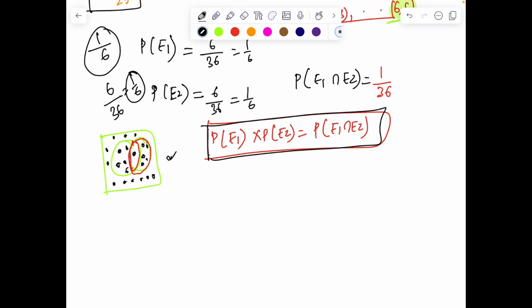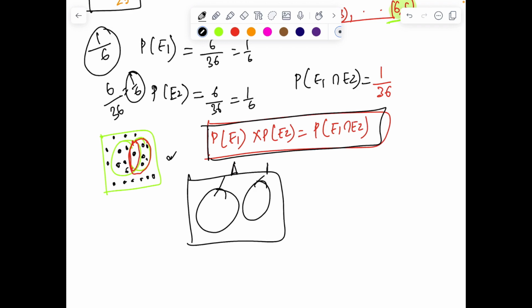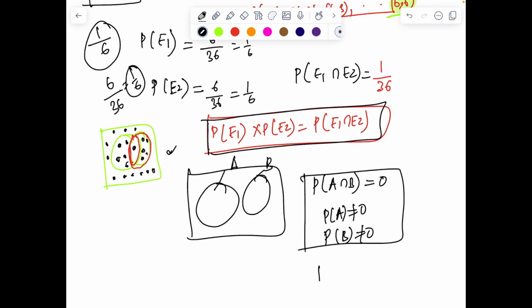Clear? Now, another misconception: saying two events are independent is completely different from saying they are disjoint. In fact, two disjoint events are never independent. Let's say you have two events, A and B, and they are disjoint, meaning there is nothing common between them. So what is P of A intersection B? That is definitely 0. And P of A is non-zero. P of B, clearly you can see from this diagram, is non-zero. So in this case, P of A intersection B is not equal to P of A into P of B. So two disjoint events can never be independent events.